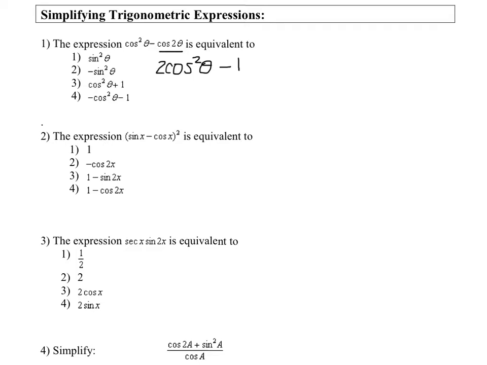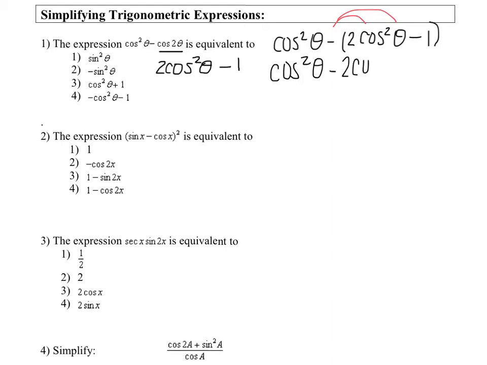I'm going to rewrite this expression with our substitution to the right. So we have cos squared theta minus, instead of cos 2 theta, we're going to put what it's equal to, which is 2 cos squared theta minus 1. Now some of you are probably thinking, why did I put this in parentheses over here? It's really important because we're going to have to distribute out that negative to the second set of parentheses. So let's do that first. We have cos squared theta minus 2 cos squared theta plus 1 this time.